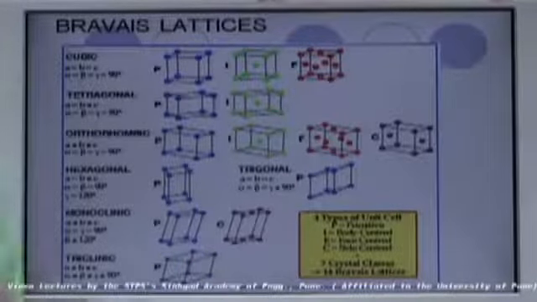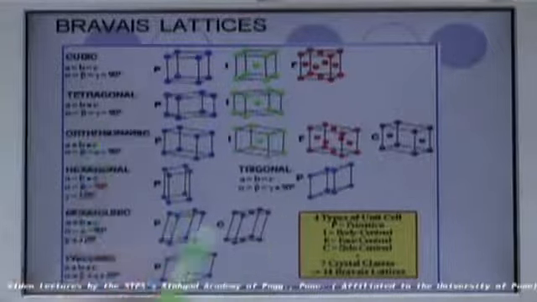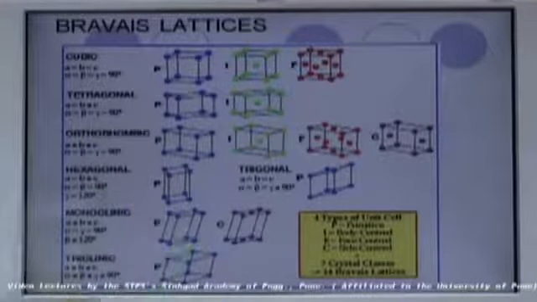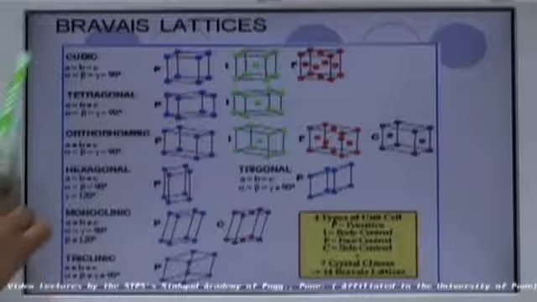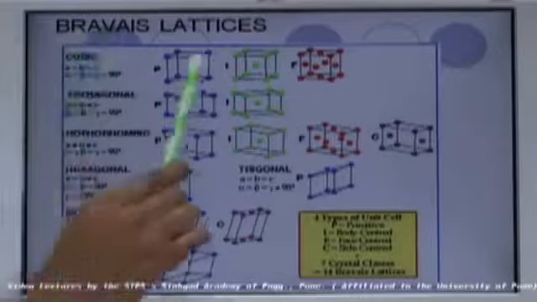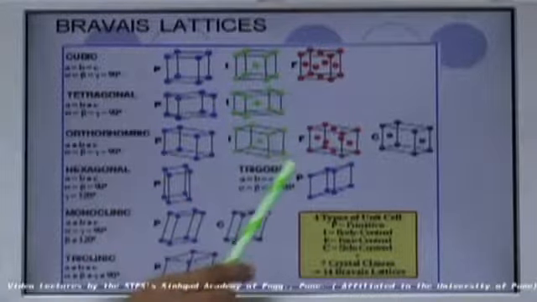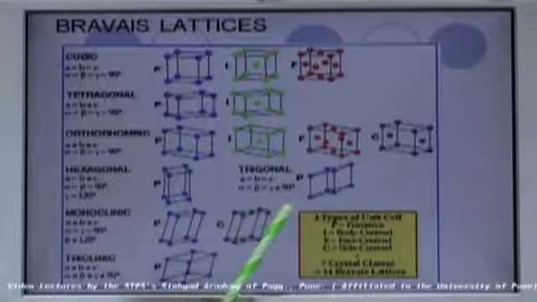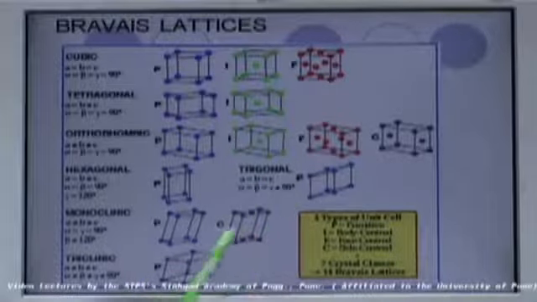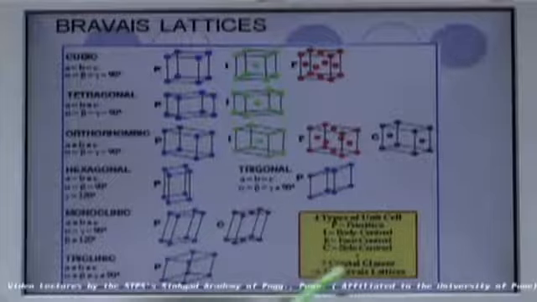So these are the 14 Bravais lattices. If we count all these structures or unit cells, it will be 14. So 14 Bravais lattices are there. 1, 2, 3, 4, 5, 9, then 11, 12, 13 and 14. So thus 14 Bravais lattices are there.